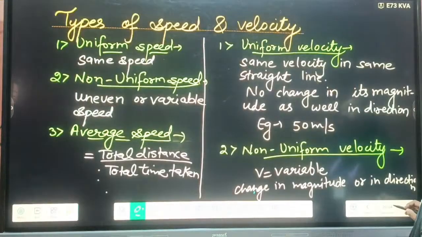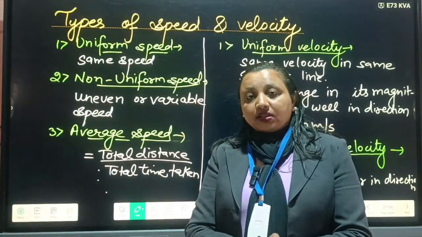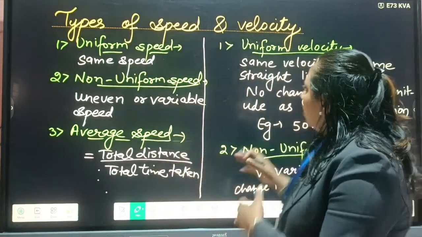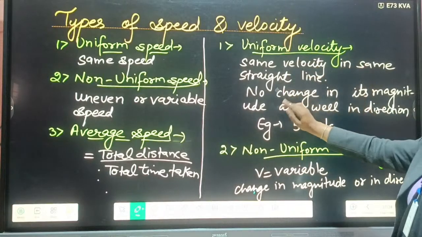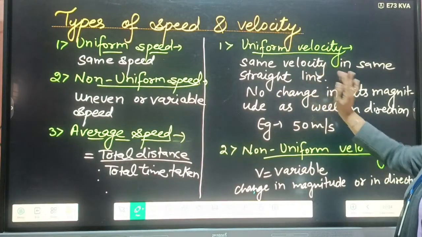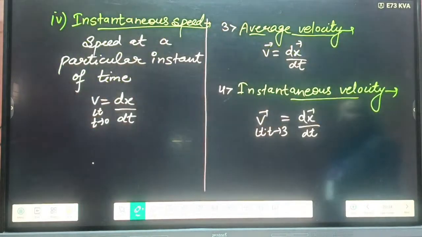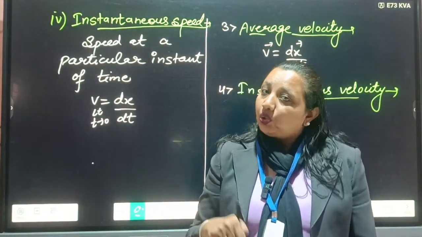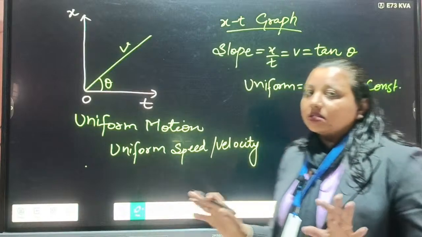This is the difference. Then we also discussed the different types of speed and velocity: uniform speed, non-uniform speed, average speed, and instantaneous speed. Same for velocity. Uniform velocity: if the object travels with the same velocity in the same straight line, with no change in speed and direction, it is called uniform velocity. Second is non-uniform velocity, in which the velocity of the particle is variable. Third, average velocity, which is total displacement by total time taken. Then instantaneous velocity. Okay, so we have discussed these.